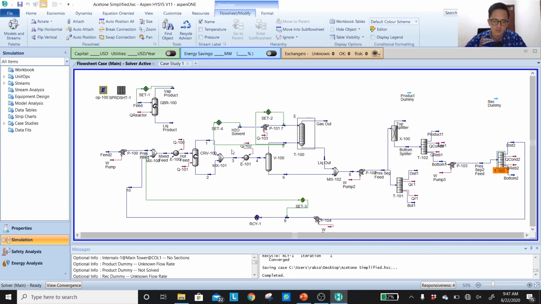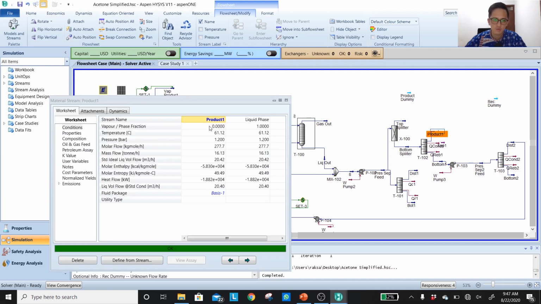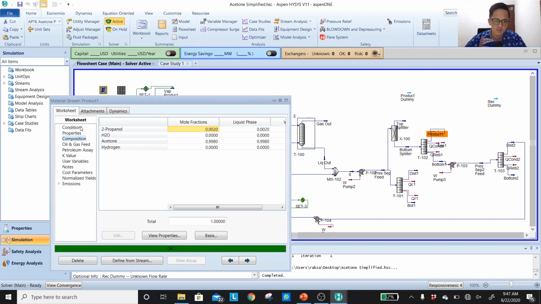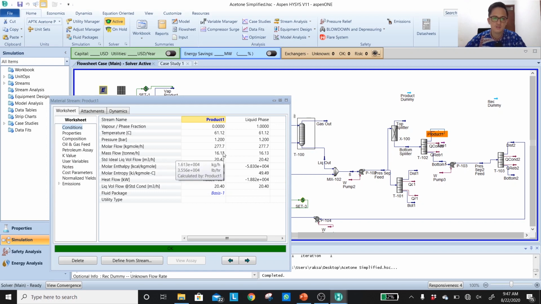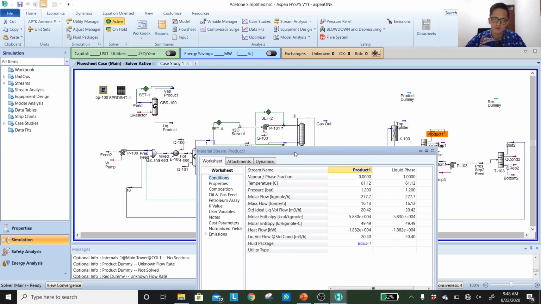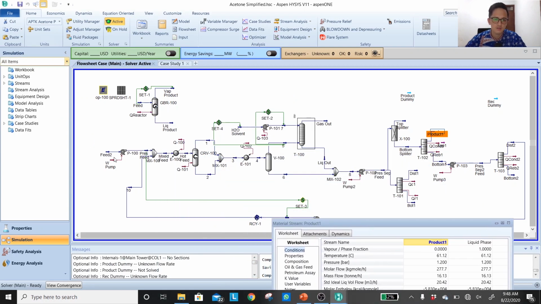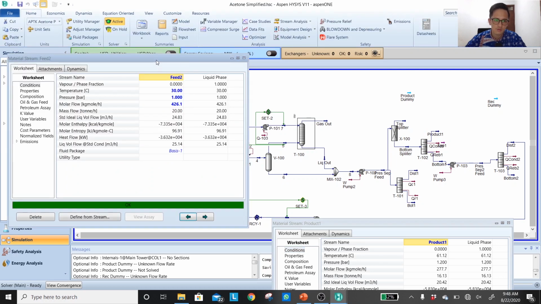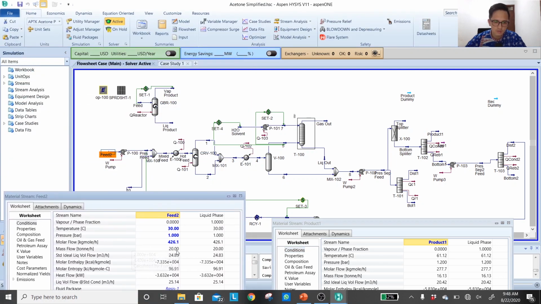Now we just have to check our products. Our product now is 99.8%, but instead of 10 ton per hour, it's 16.13 ton per hour. So we have to refine the amount of it. Let's save it. So let's try to manipulate the feed now. From 20 ton per hour, I have to reduce it by about 5/8, I guess. 300 something.